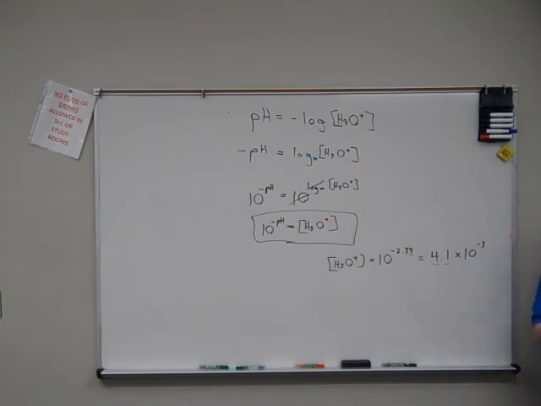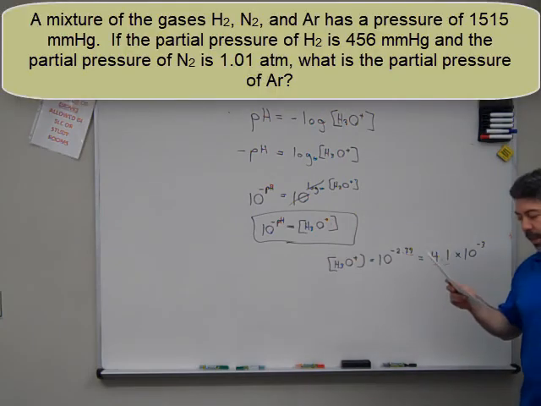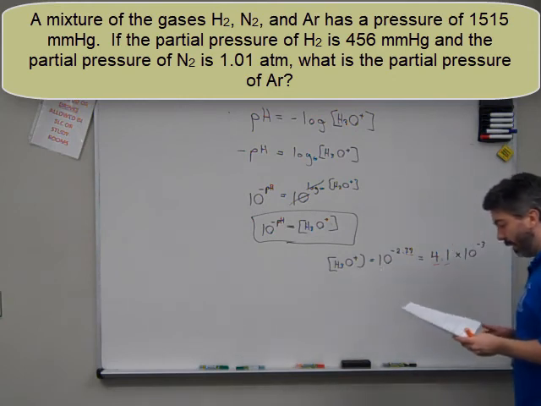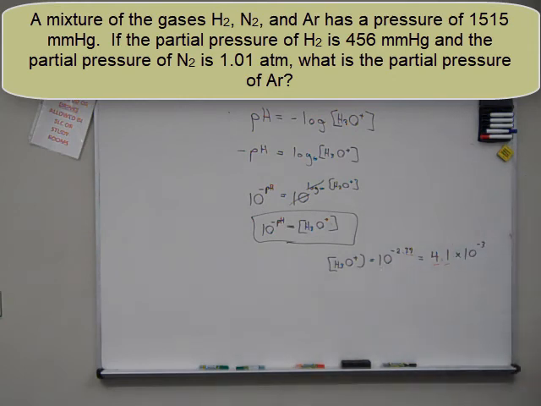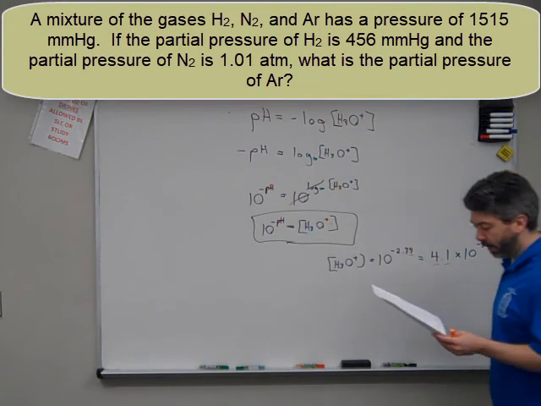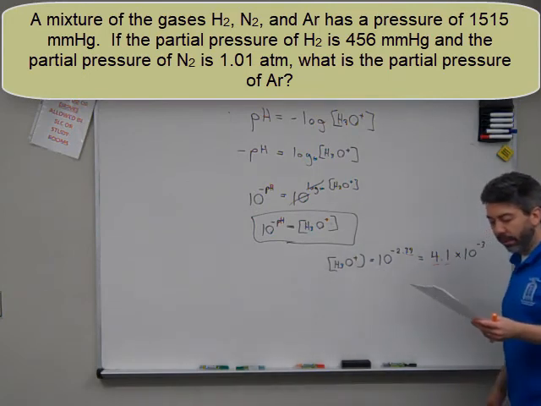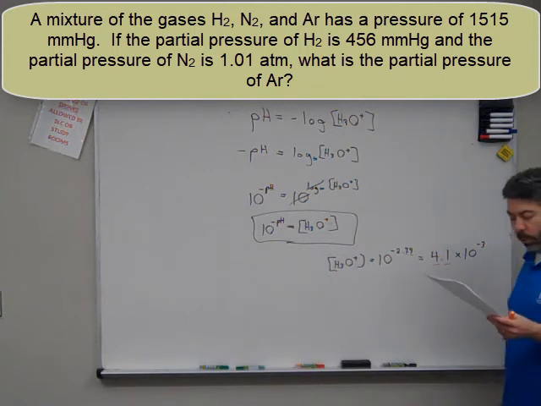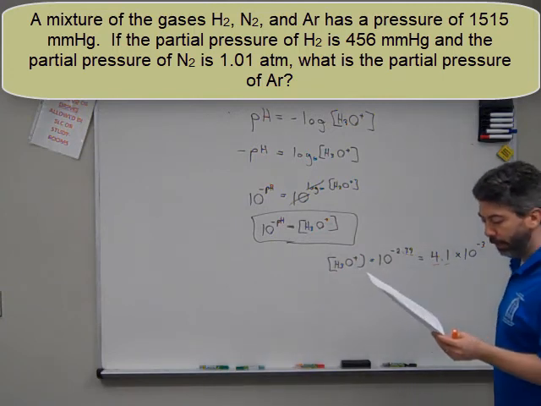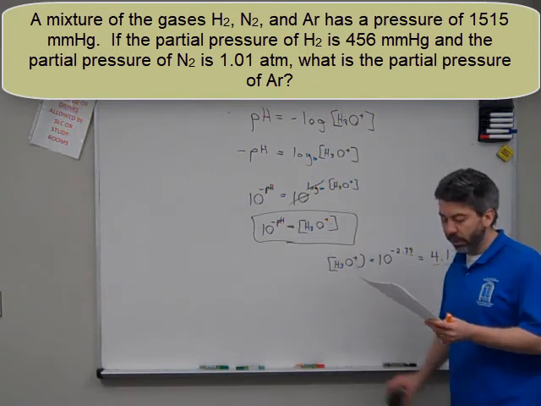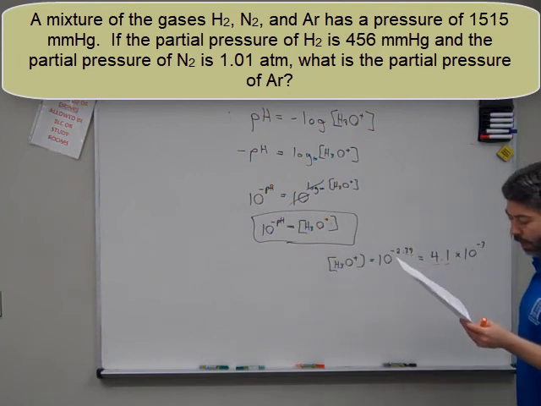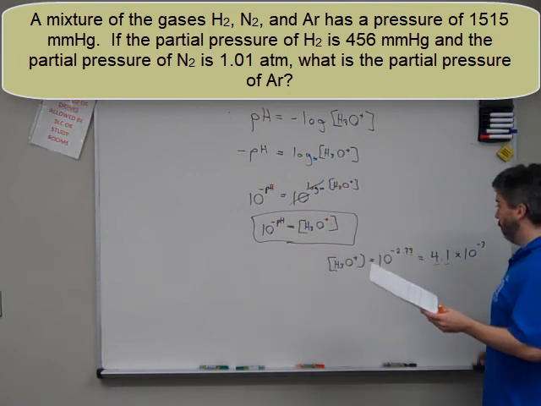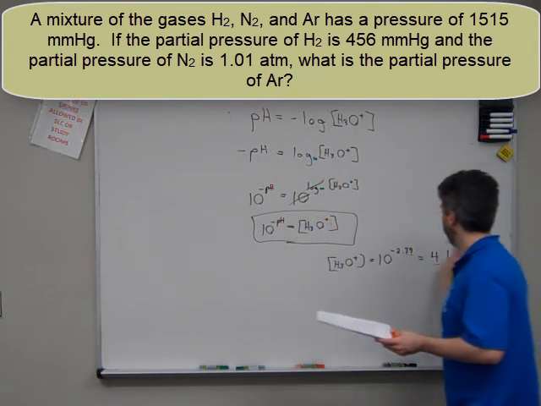Okay, cool. Then it says, number 5, for other gas laws, a mixture of gases of hydrogen, nitrogen, and argon has a pressure of 1,515 millimeters of mercury. If the partial pressure of H2 is 456 millimeters of mercury, and the partial pressure of N2 is 1.01 atm, what is the partial pressure of argon?